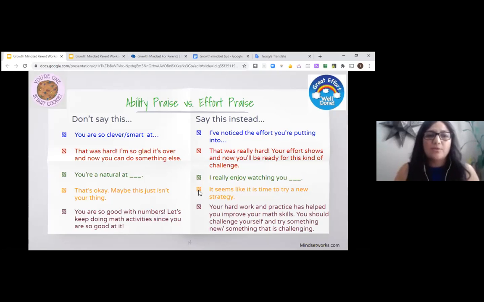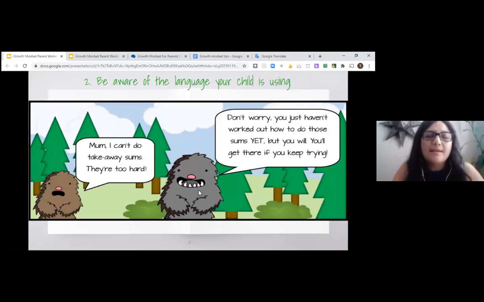Again, we're trying to emphasize that challenges will come up and that life is really about learning. So we're lifelong learners. The next strategy is being aware of not only the language that we're using, but the language that our child is using.